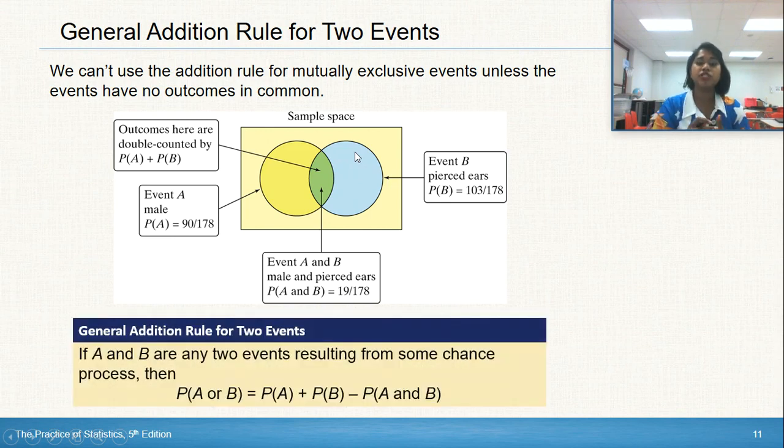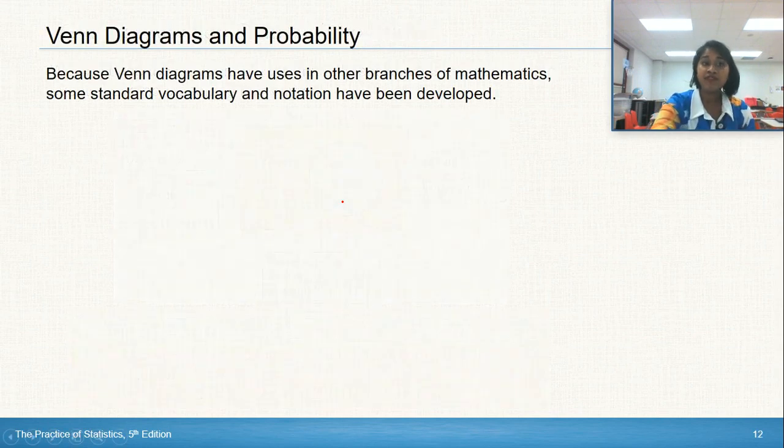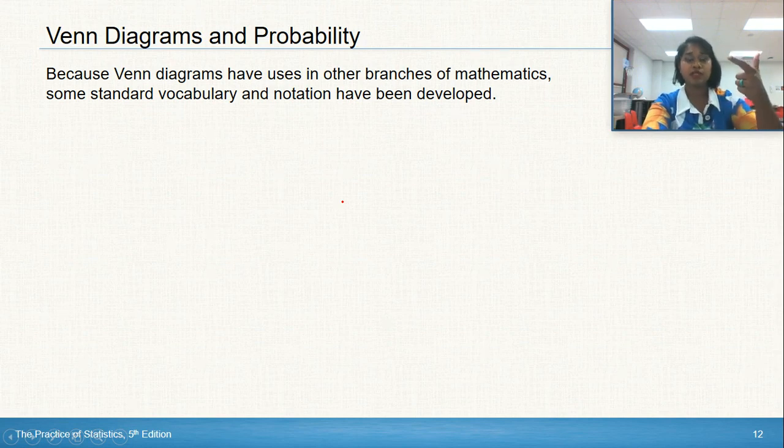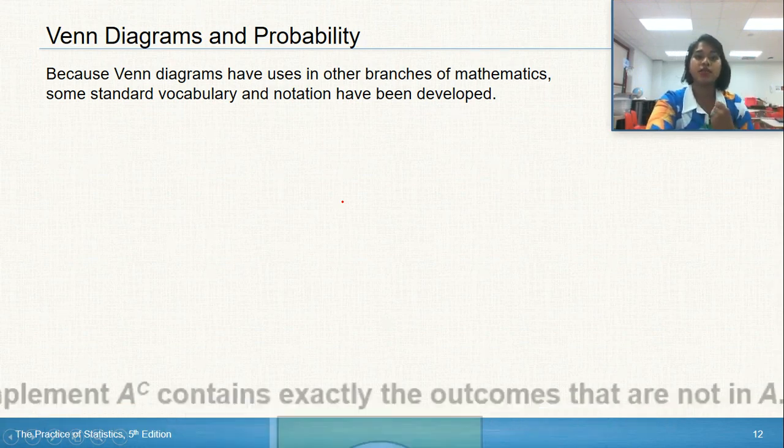So, a general addition rule for two events. If A and B are any two events resulting from some chance process, then P of A or B must be event A plus event B minus the double counted, so the two events together. Okay, and so that would be how you deal with two events where you have something or the other. You have them mutually exclusive. So this is exclusive, this is exclusive. They don't interact with each other. Okay, so because Venn diagrams have other branches, we have those specific vocab. I've mentioned them a few different times, complement and mutually exclusive or disjoint. And so let's actually see what that looks like one more time.